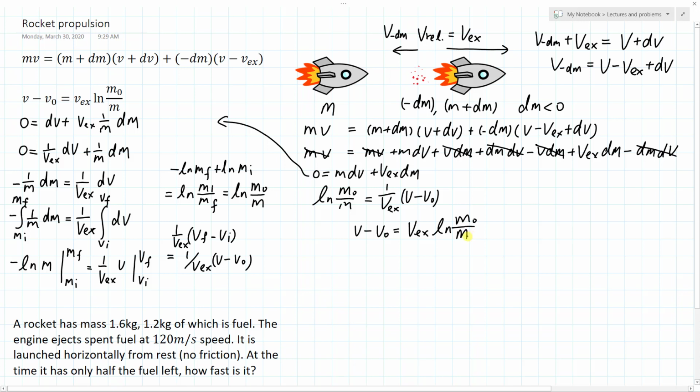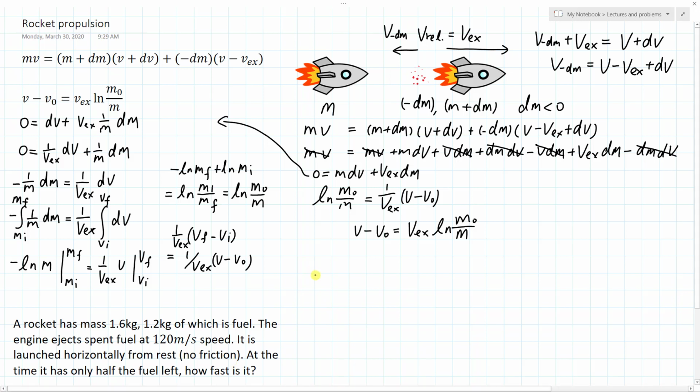Okay, so now we have this equation. Let's do this example problem here. The example says a rocket has a mass of 1.6 kilograms, 1.2 kilograms of which is fuel. So the rocket actually only has 0.4 kilograms, and then 1.2 kilograms of fuel added to the rocket. The engine ejects spent fuel at 120 meters per second speed. So this is that v exhaust speed. So it is launched horizontally from rest, no friction. At the time it has only half the fuel left. How fast is it?